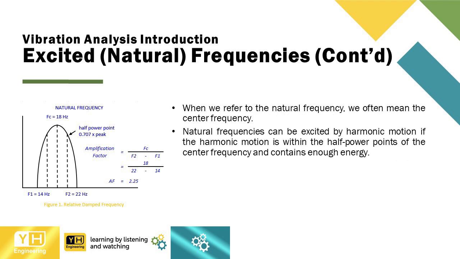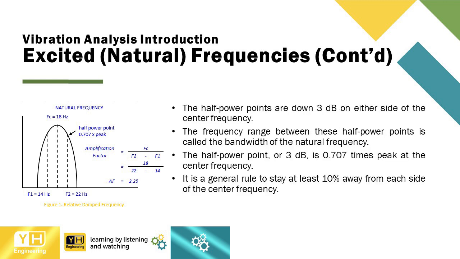When we refer to the natural frequency, we often mean the center frequency. Natural frequencies can be excited by harmonic motion if the harmonic motion is within the half-power points of the center frequency and contains enough energy. The half-power points are down 3 decibels on either side of the center frequency. The frequency range between these half-power points is called the bandwidth of the natural frequency. The half-power point, or 3 decibels, is 0.707 times peak at the center frequency. It is a general rule to stay at least 10% away from each side of the center frequency.